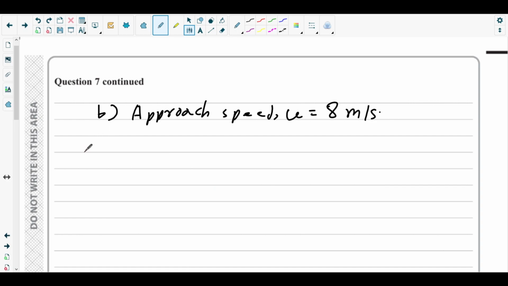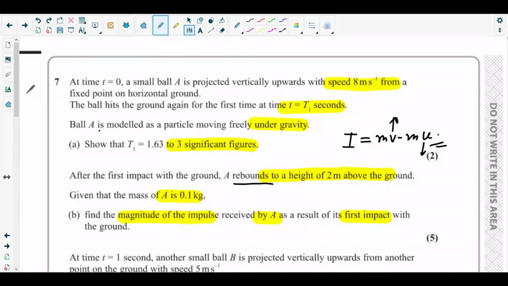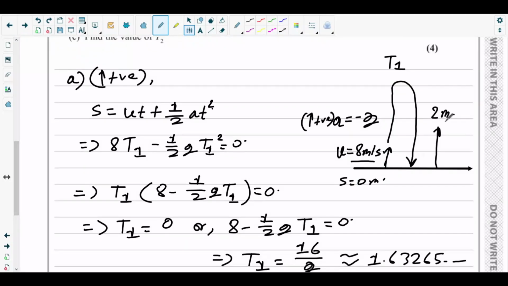For rebound speed, take upward as positive. As the ball rebounds, it is getting to a height of 2 meter. We took upward as positive, so displacement is 2 meter. Initial speed we don't know; we need to find it out, because initial speed is basically the rebound speed. U should be found. Acceleration is negative g meter per second squared, isn't it? Displacement is 2 meter, acceleration is negative g, and initial speed we need to find out.